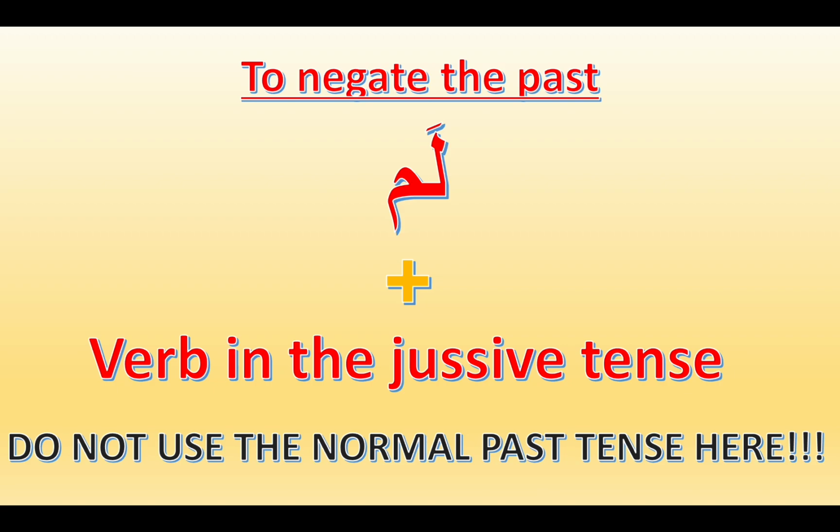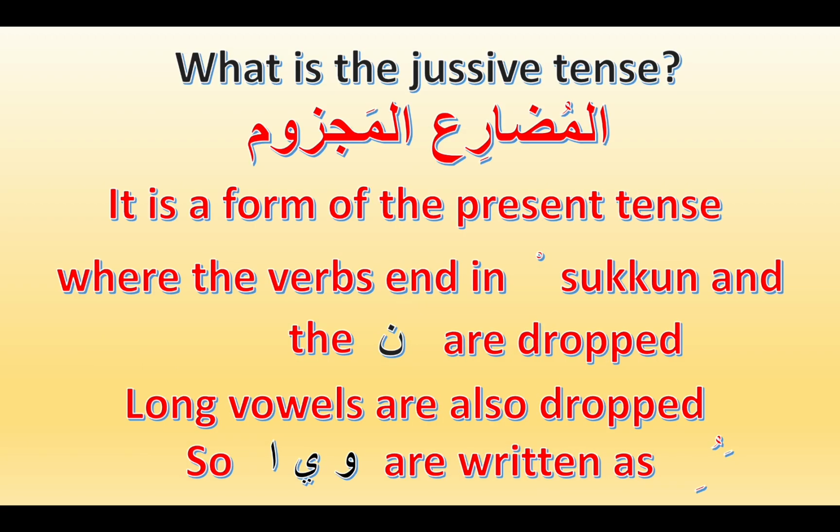Instead, we use the jussive tense here. What is the jussive tense? المضارع المجزوم. It is a form of the present tense where the verbs end in sukun and the noons are dropped. Long vowels are also dropped, so any alif, ya or waw that's part of the root are written instead as short vowels, so dhamma, fatha or kasra.